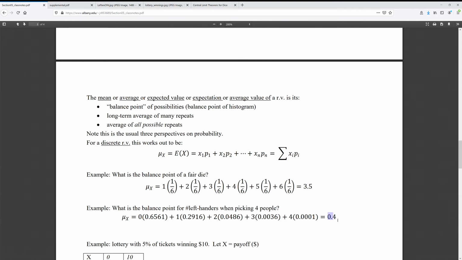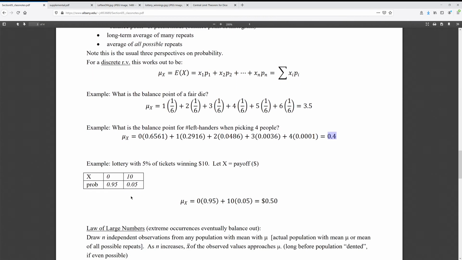So the long-term average of many repeats. Pick 4 people, count the left-handers. Lots of zeros, ones, twos, and threes and fours, most of which are zeros and ones, the occasional two. They're going to average up to 0.4. And the longer you let it go on, the truer that's going to be.